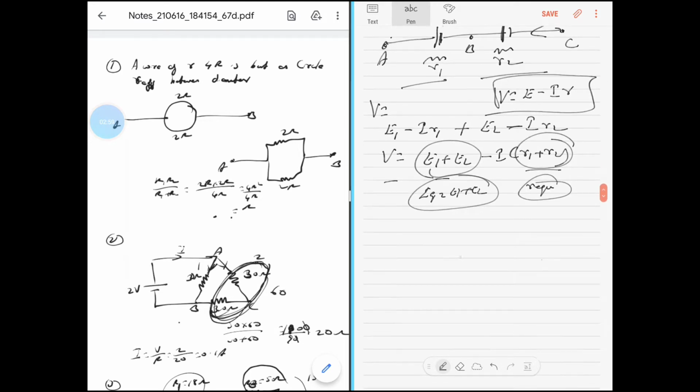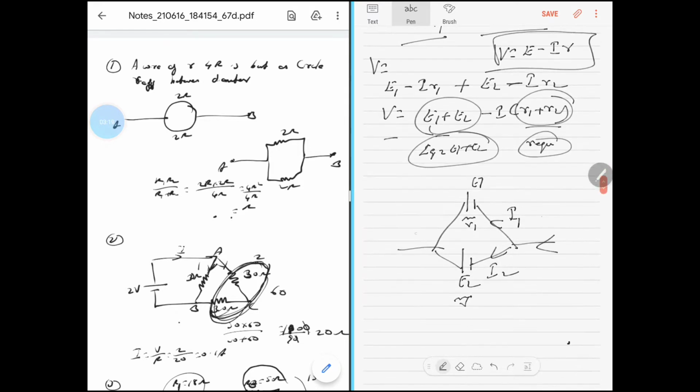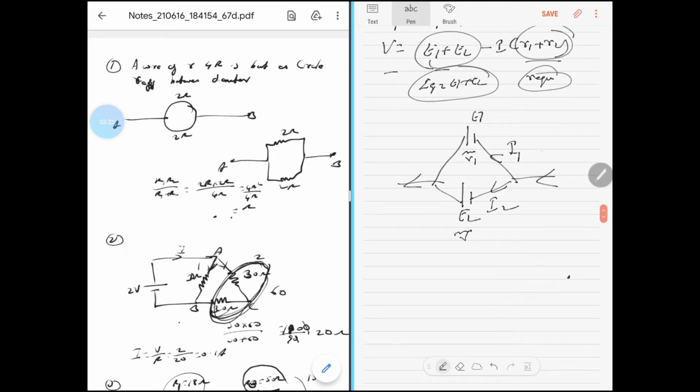So what happens when it's connected in parallel like this? A current is flowing through like this. You know it's going to be splitting up as I1 and I2. This is E1 and this is E2, with an internal resistance R1 and internal resistance R2, and it comes out as I. The whole crux of the lesson is V is equal to E minus IR. But here the current I is what is getting split into I1 plus I2.